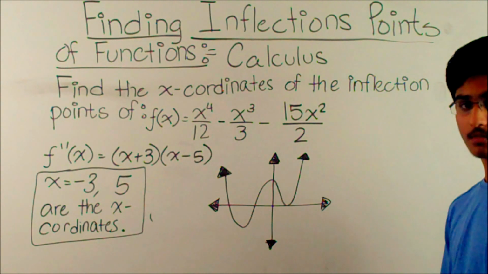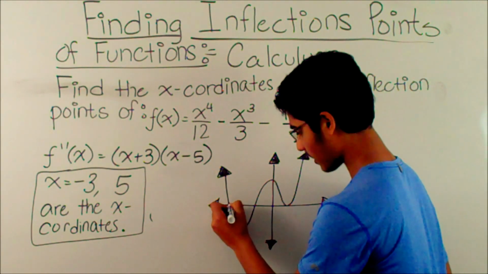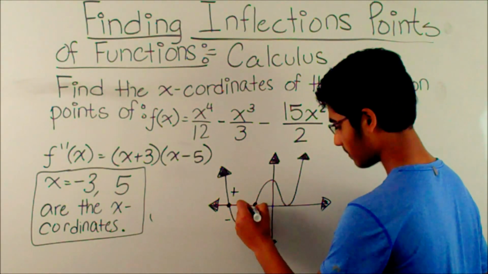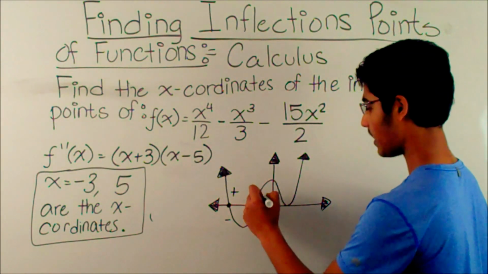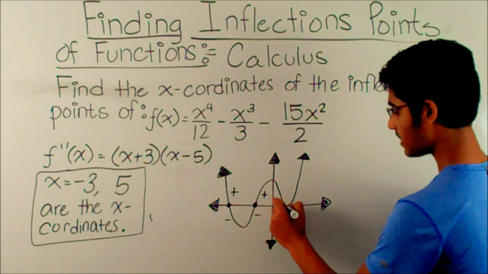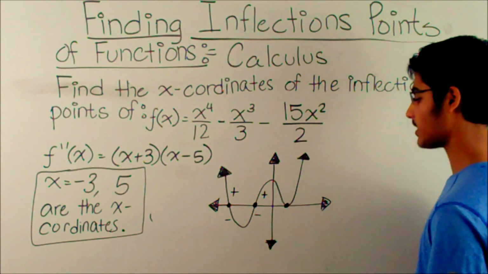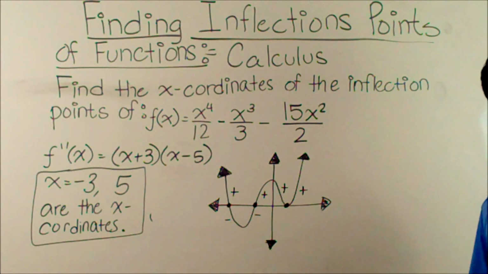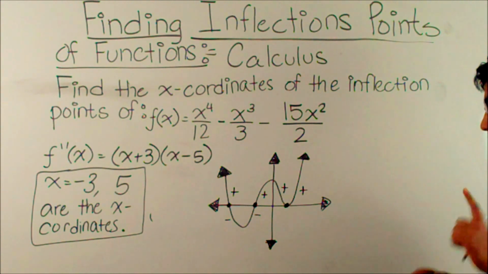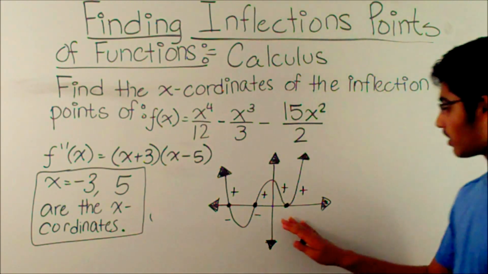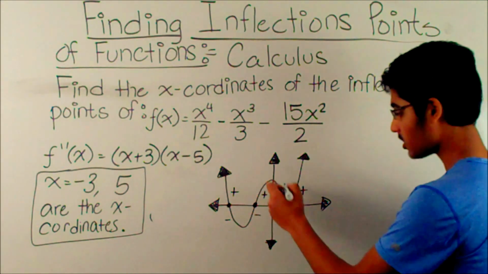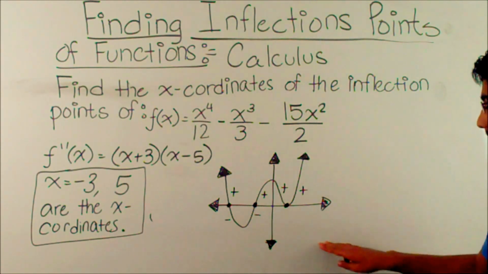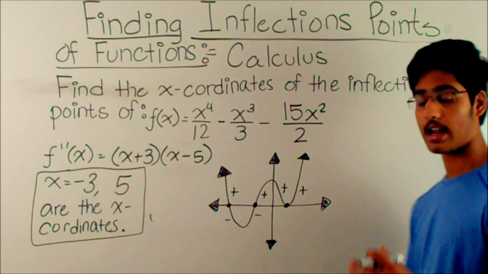Can you guys guess why? Well, this would be an inflection point because the concavity changes from positive to negative. This would be an inflection point where concavity changes from negative to positive. But this would not be an inflection point because the concavity goes from positive to positive, so it stays the same. So one thing to remember is that whenever you have double roots or roots to the fourth power, or whenever you have a root that just touches the x-axis but does not pass through it, it's just tangent to the x-axis, that's when you do not have an inflection point.